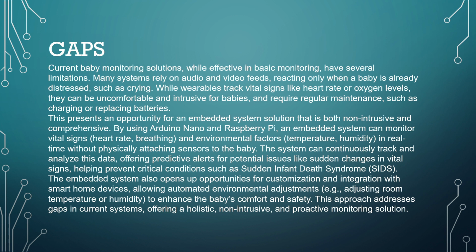I have created a link between Arduino Nano and Raspberry Pi, and I have used various sensors like a temperature and humidity sensor that will measure the temperature of the surroundings and create alerts according to it. I also use a moisture sensor to detect if the baby bed is wet. And I have used a pulse sensor that will check the pulse of the baby, and a camera that will monitor the baby and generate alerts according to it.